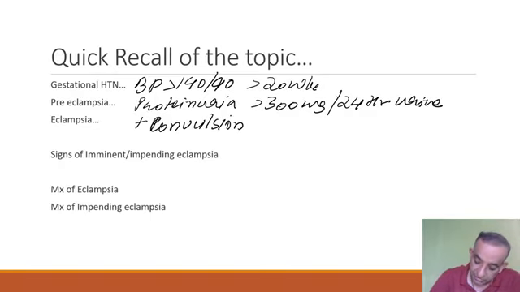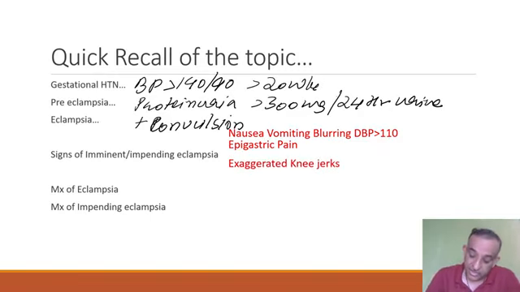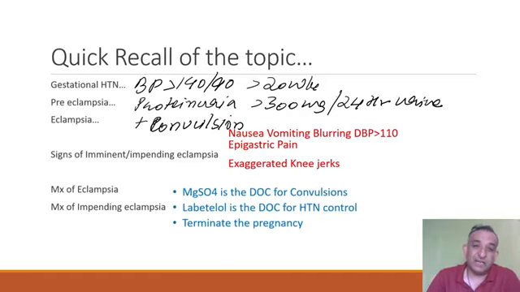So what are the signs of imminent eclampsia? Nausea, vomiting, headache, blurring of vision, and a blood pressure more than 110 diastolic. Also exaggerated knee jerks. And what is the management of eclampsia? When a person has eclampsia, give magnesium sulfate. Along with that, give labetalol for the blood pressure and terminate the pregnancy. Once eclampsia happens, that's the worst case scenario which can happen. Once eclampsia happens, go ahead and terminate the pregnancy.